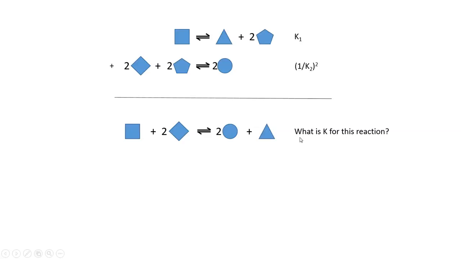What is K for this reaction? It's the multiplication of these 2 equilibrium constants. I modified my second equilibrium constant as I went. So now that I'm summing my reactions, all I need to do is multiply the two equilibrium constants together. The second one, for the second reaction, got modified as I was playing around with it.